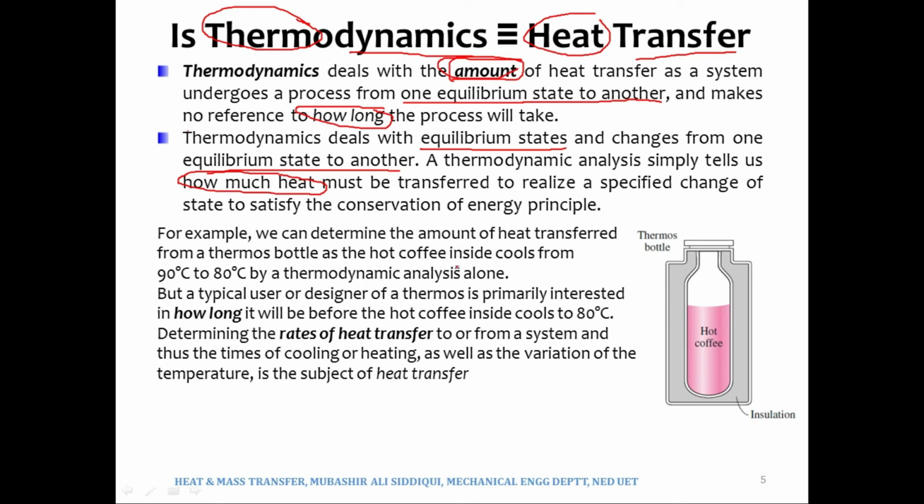So for example, let's take an example in which there is a thermos bottle having a hot fluid inside, and let's say it cools down from 90 degrees Celsius to 80 degrees Celsius. If we want to find out how long the process will take to cool it down from 90 degrees Celsius to 80 degrees Celsius, in order to determine that, we need the rates of heat transfer. Means we need to have expressions in time. So that would be the domain of heat transfer.